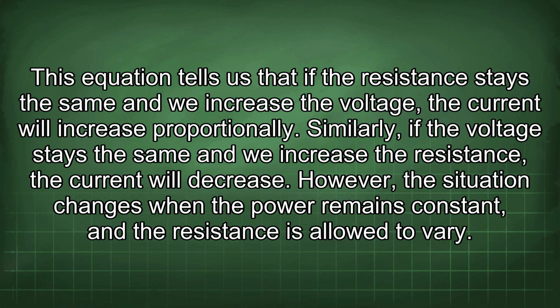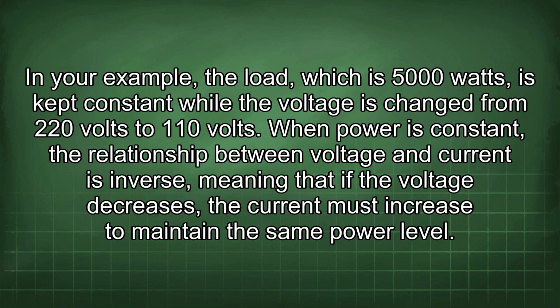However, the situation changes when the power remains constant and the resistance is allowed to vary. In your example, the load, which is 5000 watts, is kept constant while the voltage is changed from 220 volts to 110 volts. When power is constant, the relationship between voltage and current is inverse, meaning that if the voltage decreases, the current must increase to maintain the same power level.